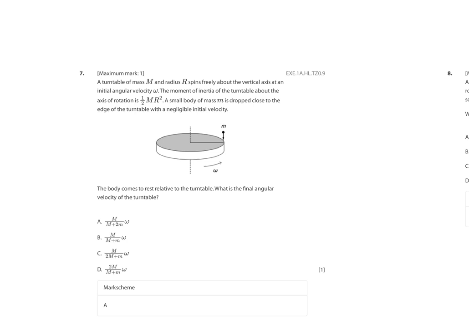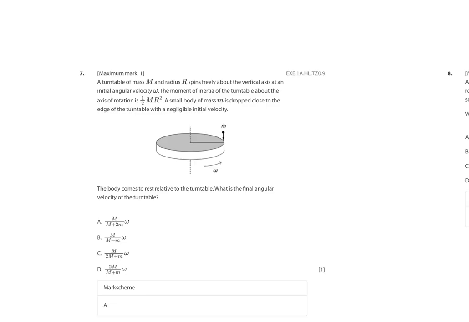Okay, 3 more multiple choice. There were 9 multiple choice that QBank gave me on this topic. So we have a turntable of mass m and radius r spinning freely about the vertical axis at an angular velocity omega. Moment of inertia is given as 1/2 mr squared.